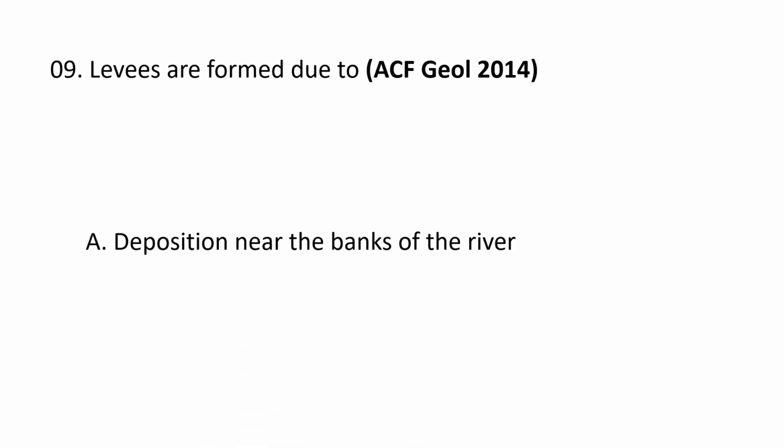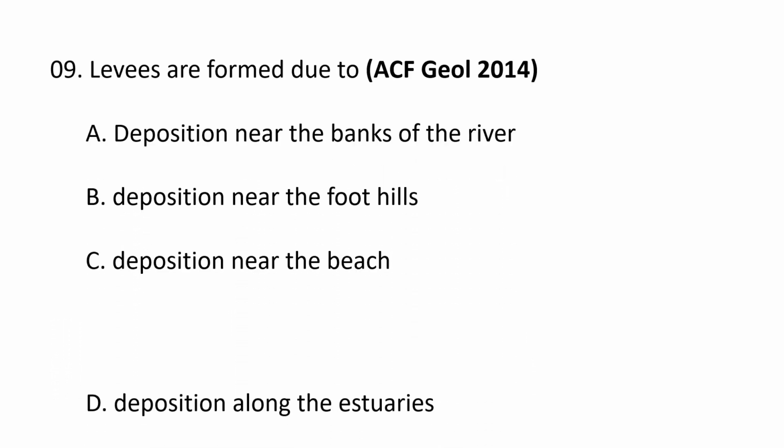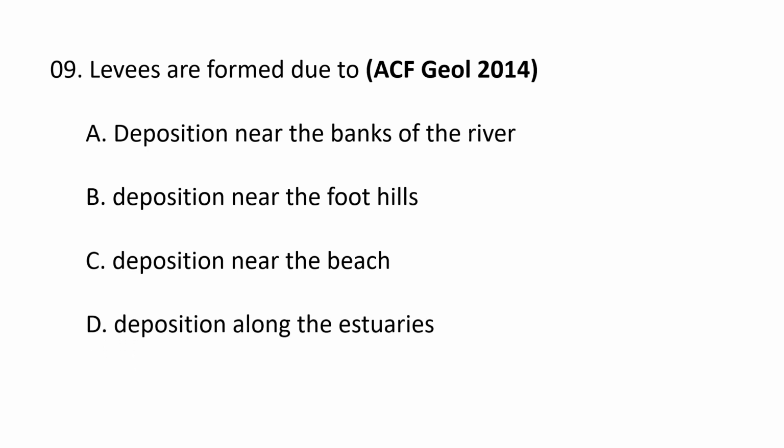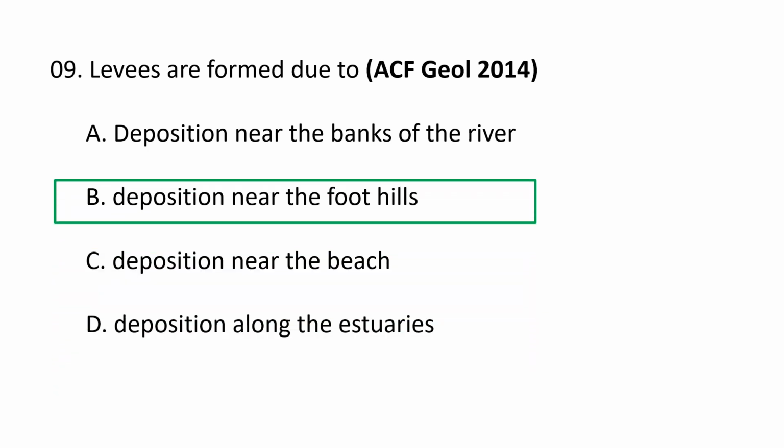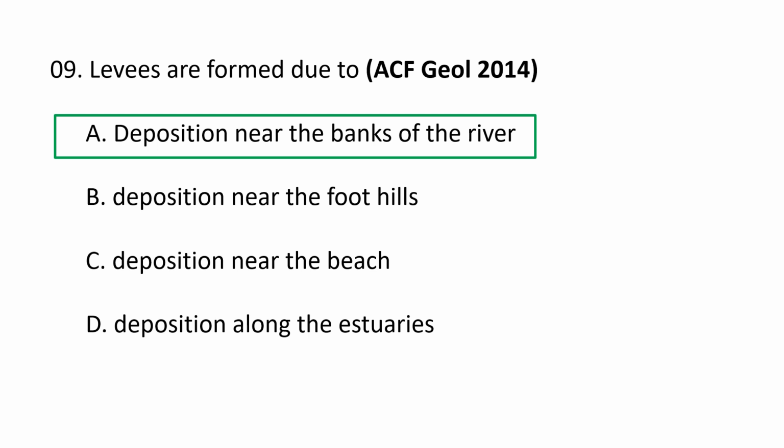Next question. Levees are formed due to: A, deposition near the banks of the river, B, deposition near the foothills, C, deposition near the beach, and D, deposition along the estuaries. Levees are formed due to deposition near the banks of a river. A is the correct answer.